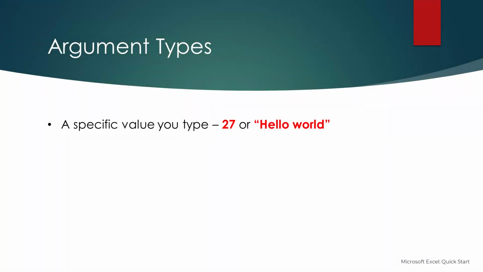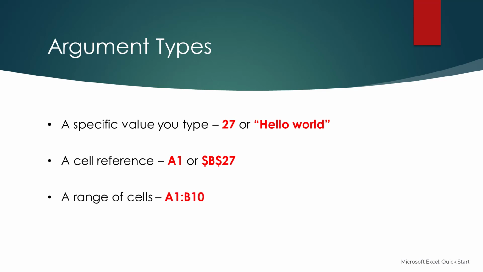An argument can be a specific value such as the number 27 or the text hello world. It could also be a cell reference like A1 or $B$27. It could be a range of cells, for instance A1 through B10. Or it could be the result of another function.